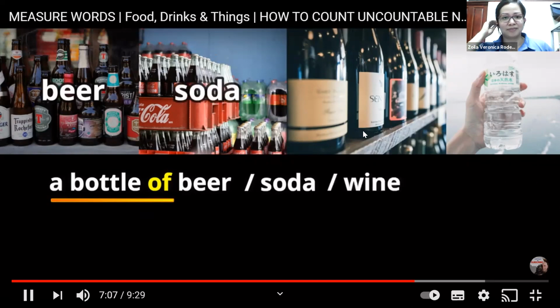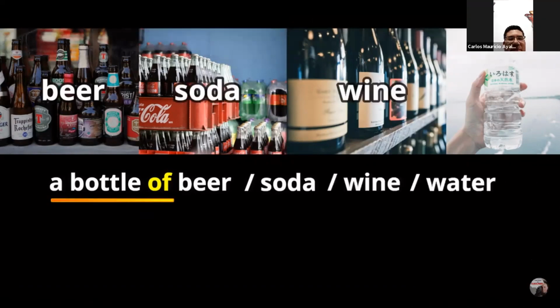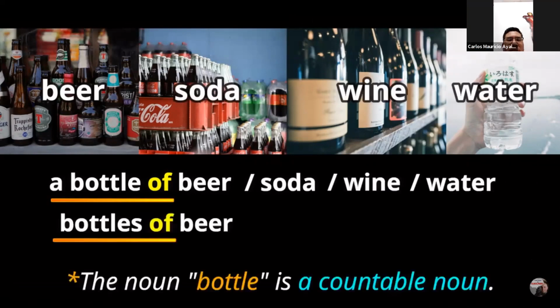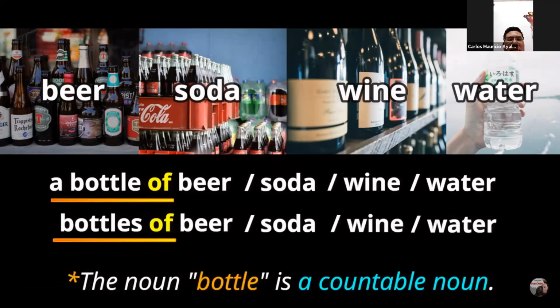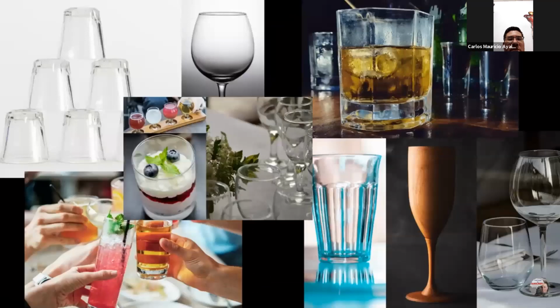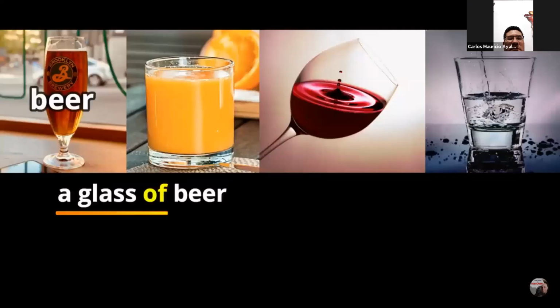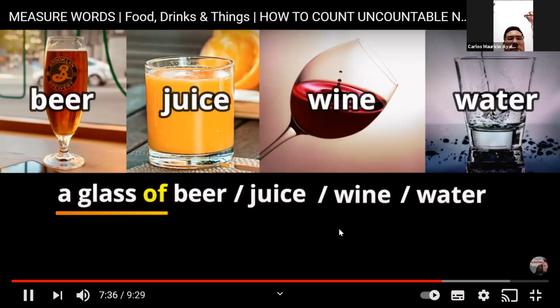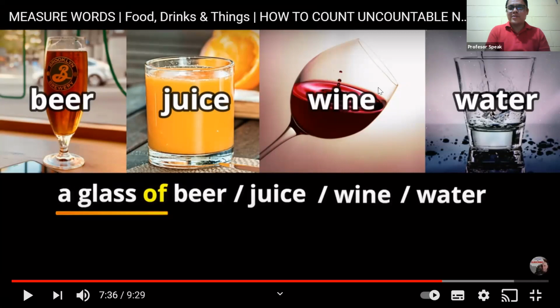A bottle of wine, or a bottle of water. And if we have more than one, we can say bottles of beer, bottles of soda, bottles of wine, and bottles of water. And another common container is a glass, and we use it a lot for liquids. We say a glass of beer, a glass of juice, a glass of wine, a glass of water, which is very common. All right? Glass of beer, juice, wine, water.